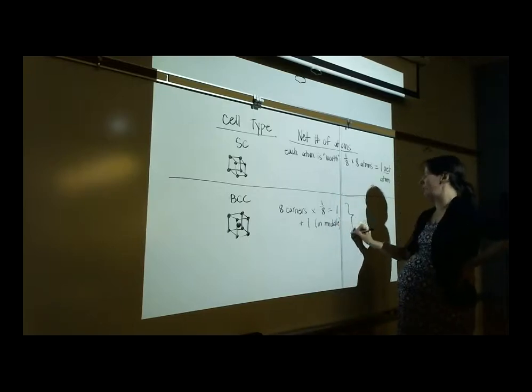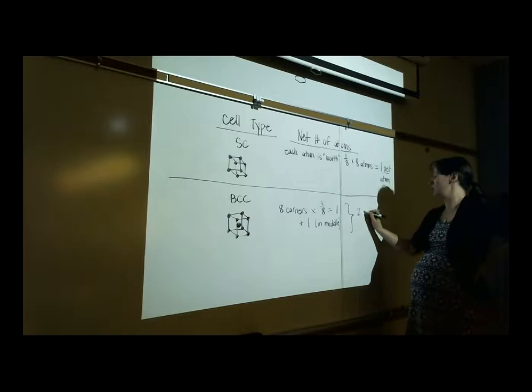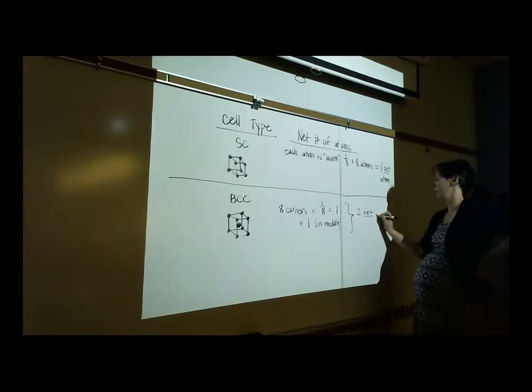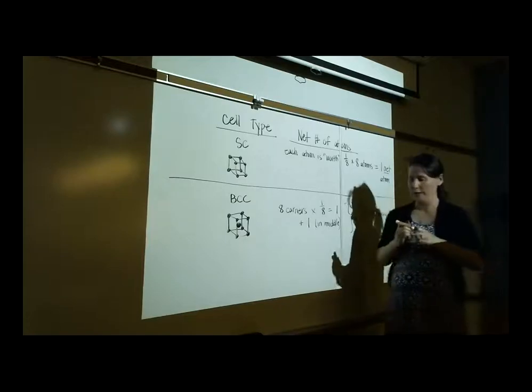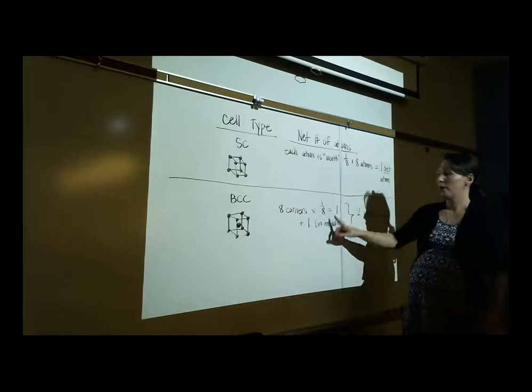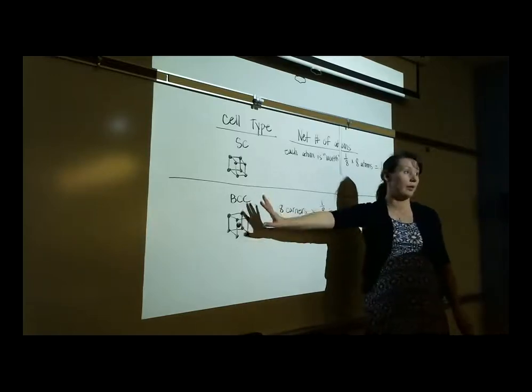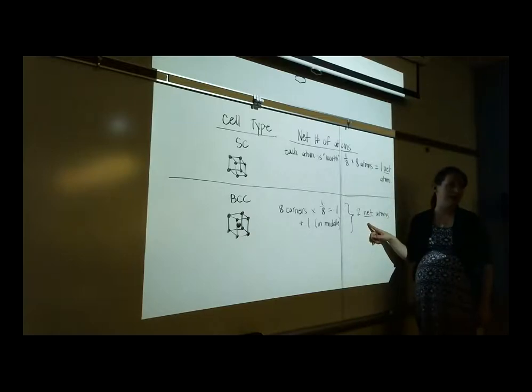So collectively, how many net atoms do you have in BCC? 2, right. 2 net atoms. Because you've got the 8 corners, and each corner is being shared by 8 other unit cells. Plus you've got 1 in the middle that's not being shared by any unit cells. Does everyone see how we came up with 2 net atoms for BCC? Does this make sense?